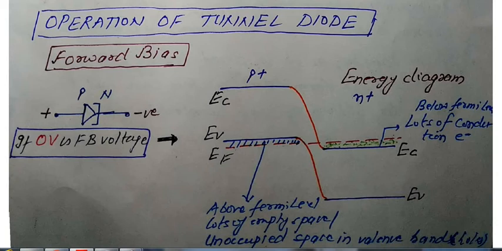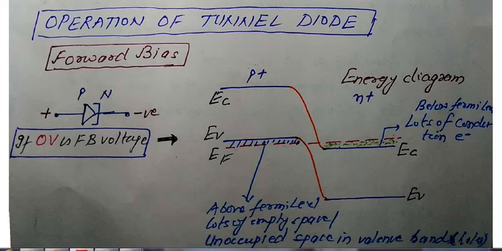So we have written the P plus, and this side is the N type heavily doped semiconductor. This is EC, the bottom of this conduction band, and this EV is the top of the valence band, and this is corresponding for the N side. This is the EC conduction band for N type, and this is the valence band for the N type.